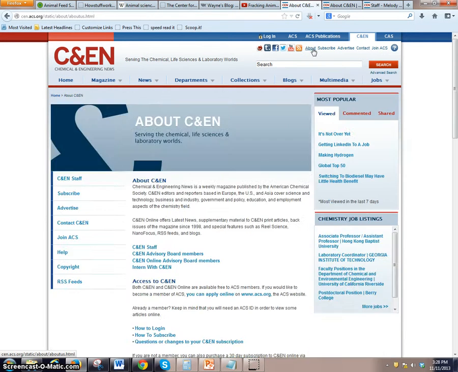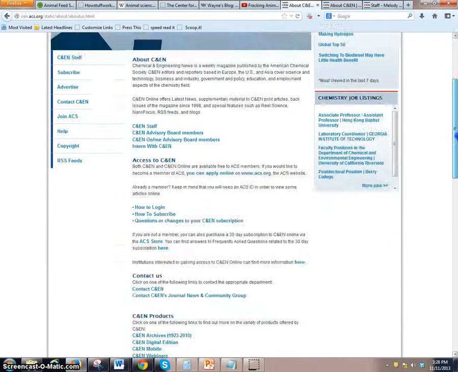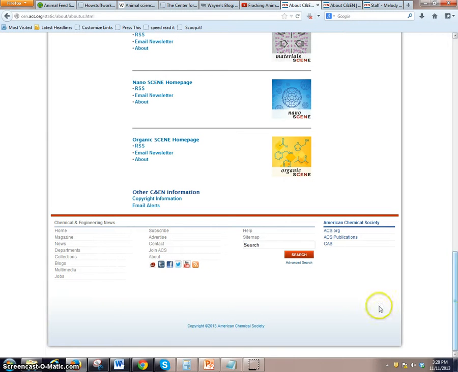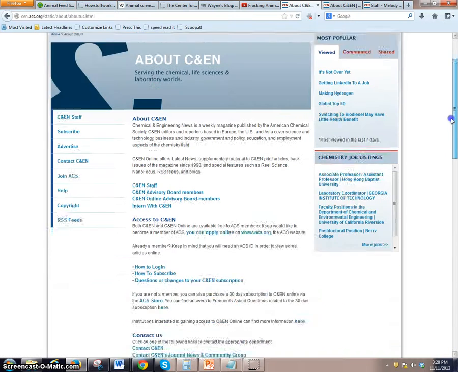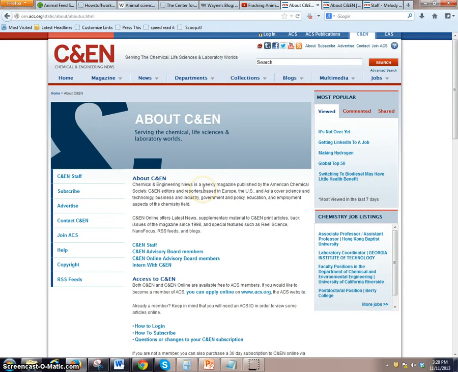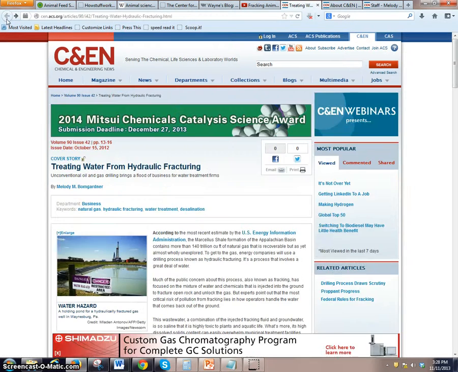So I'm going to go up to the About link at the top, and usually you find that somewhere at the top or under the Home tab. Sometimes you'll find About down at the bottom, and again it is there at the bottom as well. But it's saying this Chemical and Engineering News is a weekly magazine published by the American Chemical Society, and so I know that society actually is a legitimate society, and so I can say that the authority of the source of the information is probably very accurate.